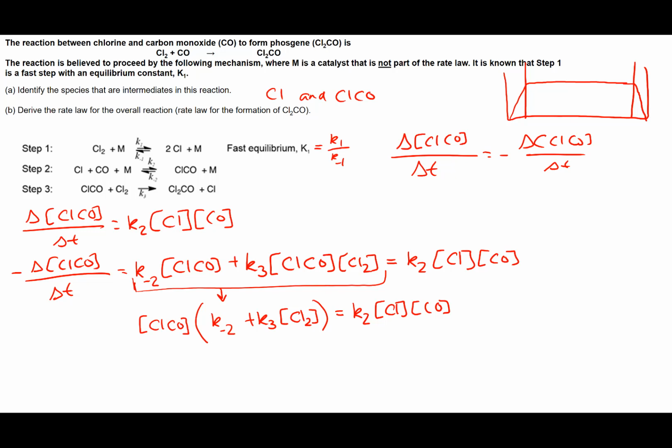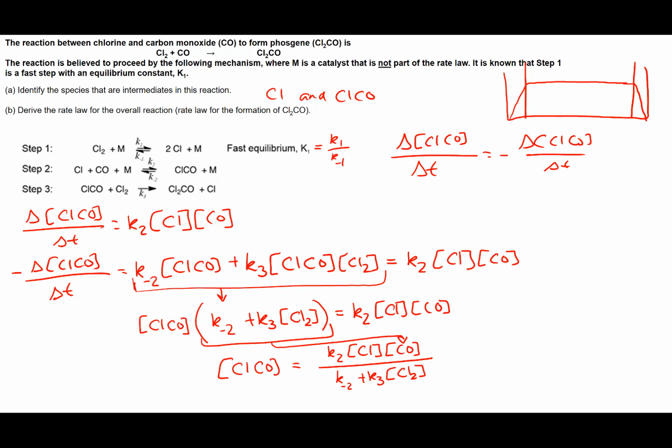And now we can simply divide this and bring that over. So what we have now is the concentration of ClCO is equal to k2 times the concentration of Cl times the concentration of CO, over k minus 2 plus k3 times the concentration of Cl2.